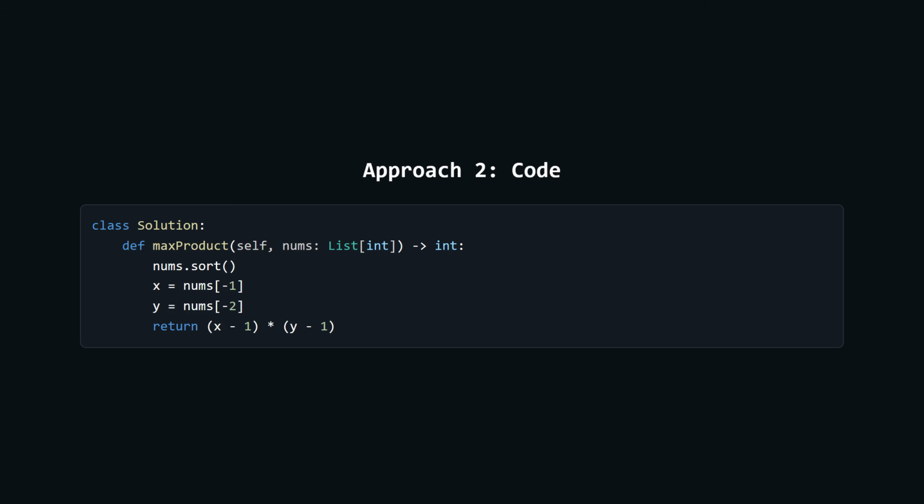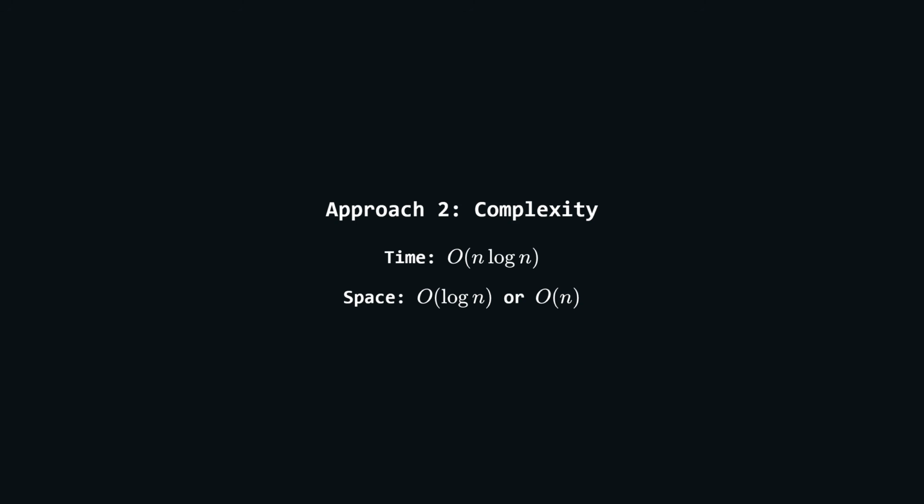We just sort the list, grab the very last item which is our biggest, grab the second to last item which is our next biggest, and do our math. Sorting the list takes big O of n log n time, which is much faster than n squared. The space depends on the language's sorting algorithm, usually log n or n.